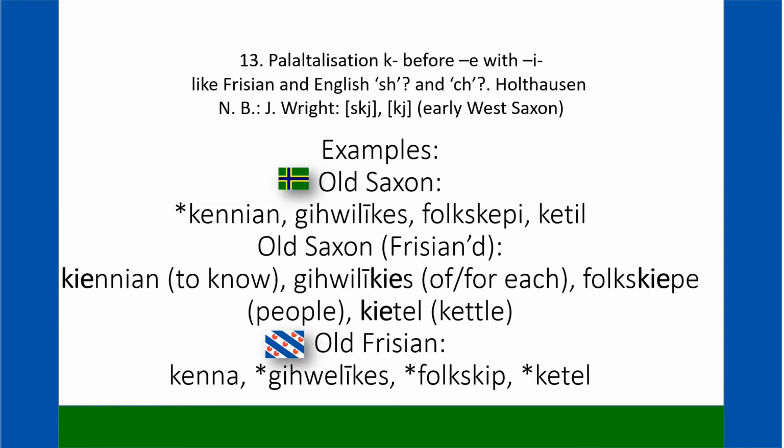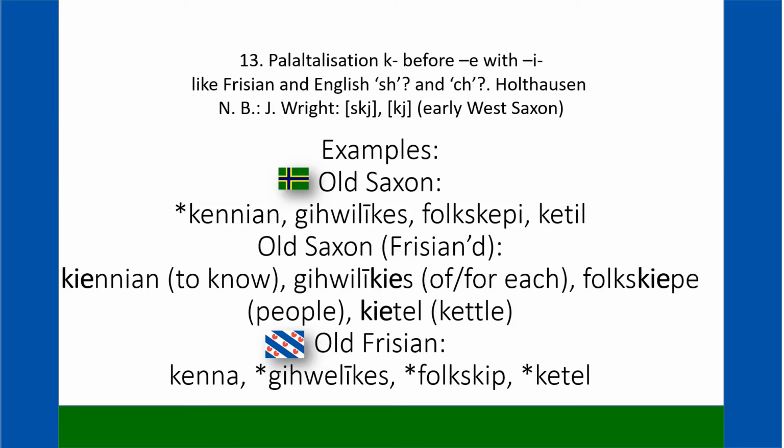Now, section 13 is interesting. This has to do with palatalization. This happens when you have K before E with I. And then Holthausen describes it as like Frisian in English. So I'm not too sure what he means by this. Is he implying a sh sound as in sheep in English? Or is he also implying ch as in church in English?